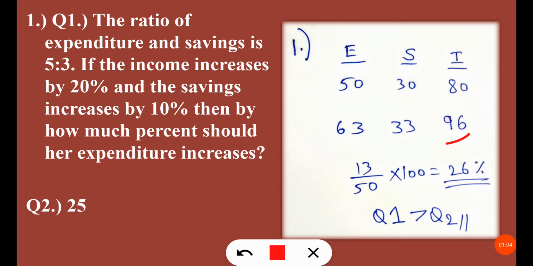And 96 minus 33 equal to 63. Expenditure parts are 63. How many parts is this 63 greater than 50? It is 13. So 13 by 50 into 100 is equal to 26%. And Q2 is given as 25%. So Q1 is greater than Q2.